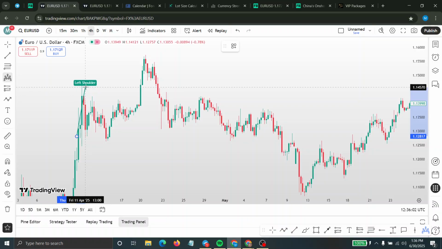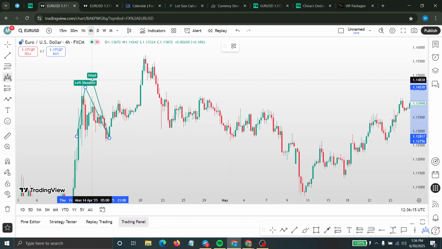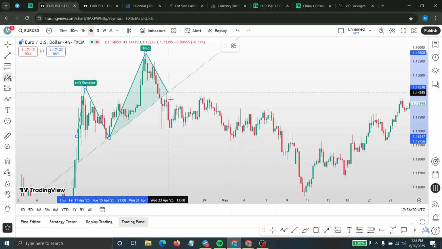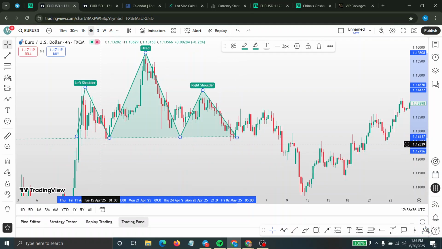How? Now this is my left shoulder here. Where is my head? This is the head here. Why am I making this a head? The head is greater, higher than that of the left shoulder I identified. Once I click that, I've identified the head. Now with the head, I want to identify the right shoulder. You can see this is the right shoulder here. I identified the right shoulder. So where will now be my neckline? It is very straightforward. My neckline will be these lows. These lows will be my neckline.